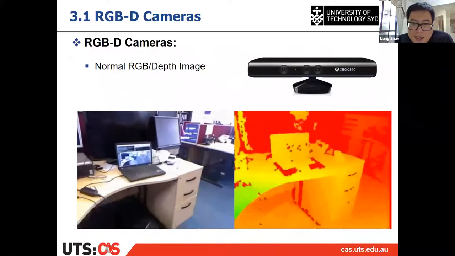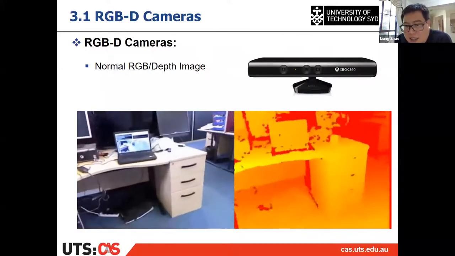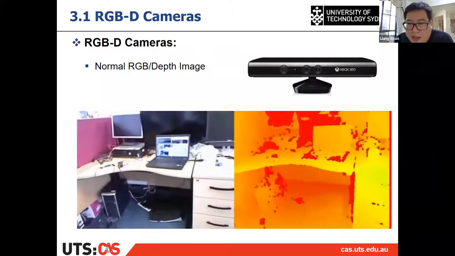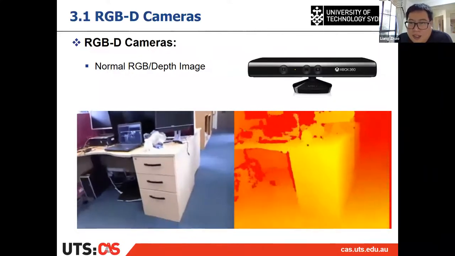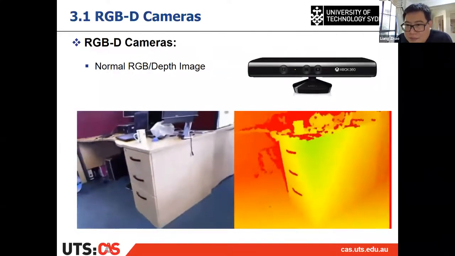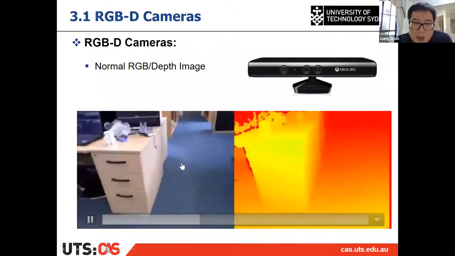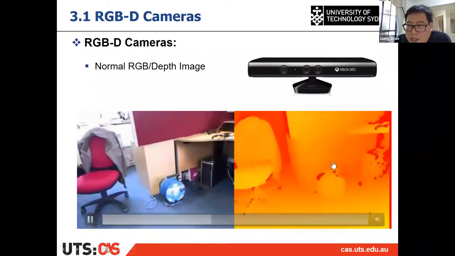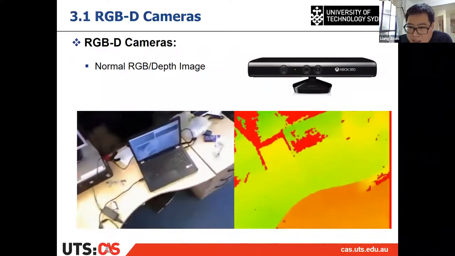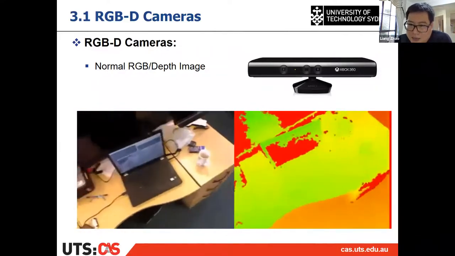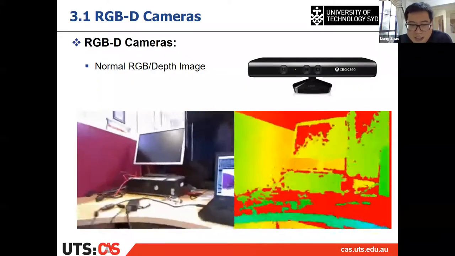So here is a demo of the live RGB and depth image that you can get from the RGBD camera. That is from a Kinect One. As you can see, the left is a normal RGB image, and the right is the depth image. Combine them together, and you can get something quite interesting. All right, so this is what we get.